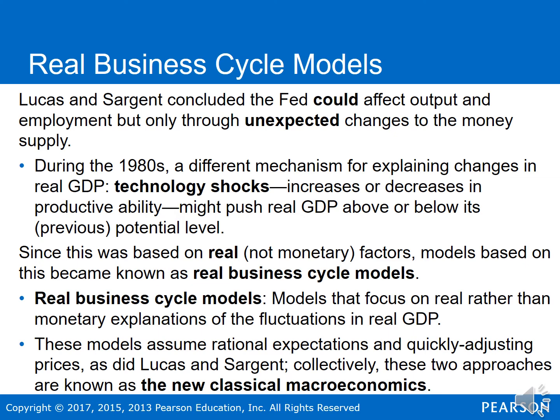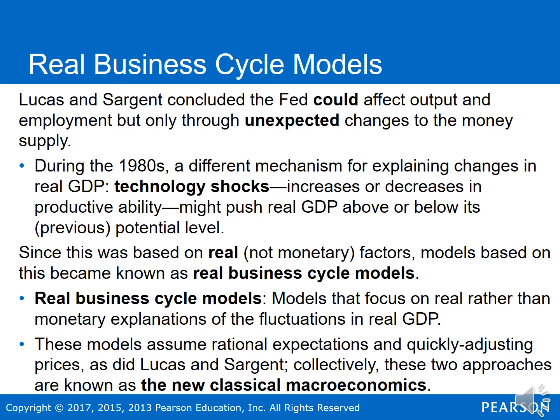some economists developed different mechanisms for explaining these changes in real GDP. The explanation was technology shocks, or changes in technology that increased worker productivity. So these technology shocks could push GDP above its previous potential level, improving economic output. Because this was based on real factors rather than just the money supply, but tangible things in the economy that are changing, these models became known as real business cycle models.